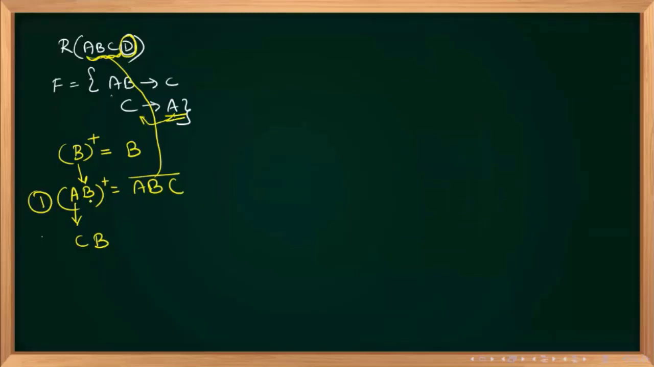Now I'll check with B. B is not there on the right side, so I can leave it. Now I'll check with C. C is there on the right side, so you have to substitute it on the left side. But that AB is already here, so it will not give me any advantage. So I will stop there. A, B, C are all over, and no new variables are coming into the picture. So AB and CB are my candidate keys.